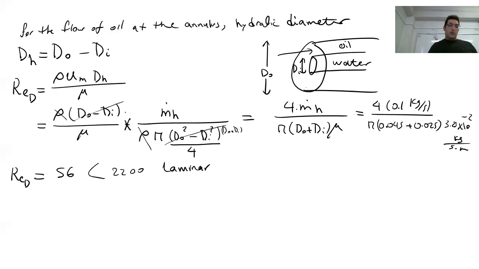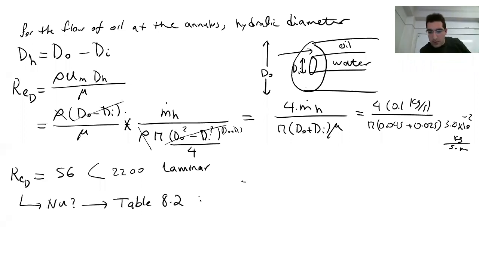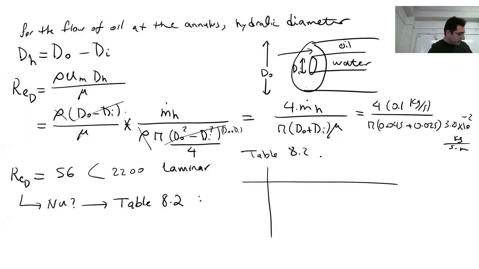Now, since it's laminar, we need to find its Nusselt number. And for this particular case, to find the Nusselt number, we need to go to table 8.2 of the textbook. Table 8.2 has the summary of such cases. So I show how table 8.2 looks like, but it should be given to you or you should have access to this. For DI divided by DO, you have a column with 0.05, 0.1, all the way down. It suggests an inner Nusselt number and outer Nusselt number with a comma.